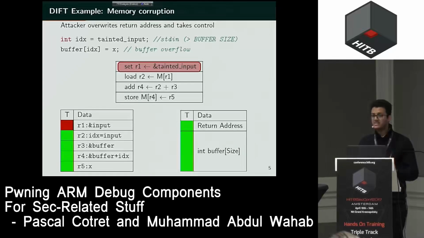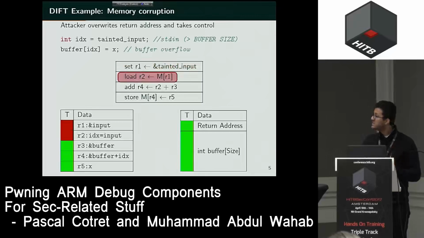When we execute our program, how are the tags going to evolve? This is what I am going to show you now. As the input is tainted because we consider it unsecure, R1 is going to be tagged red as well. It is going to be tagged unsecure. Similarly, when we load into a register a value pointed by R1, we are going to tag R2 as well.